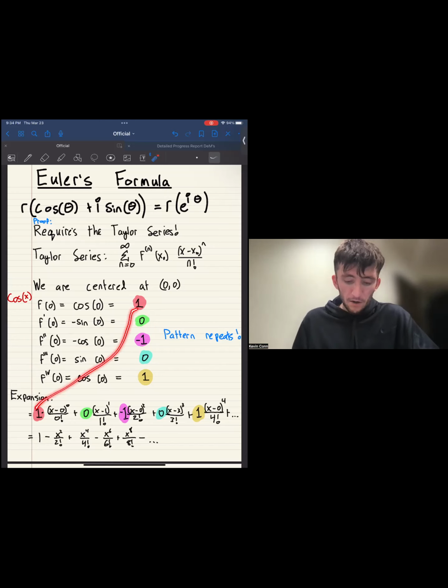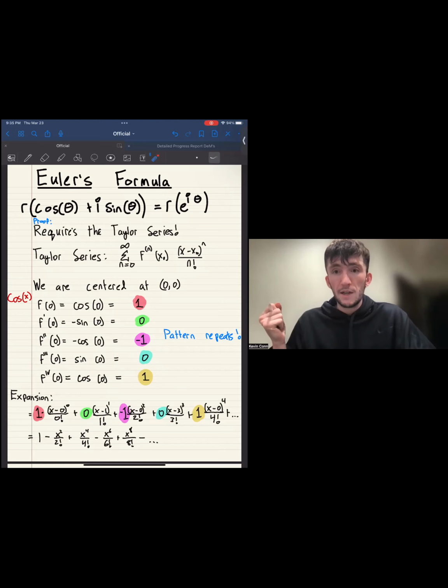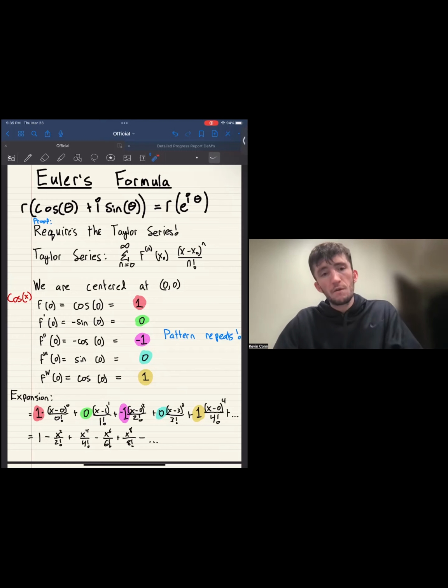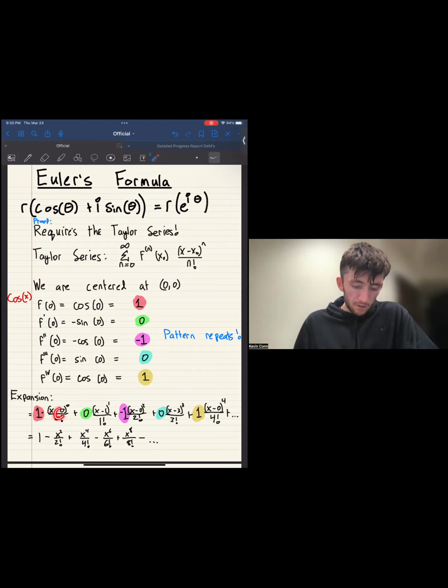Here we go, color coded. This goes here, here, here, here. As you see, we have some zero terms. So these zeros are going to wipe out that whole term. The first term is 1 times (x minus 0) to the 0 over 0 factorial. This will just become a nothing. x to the 0 is 1, 0 factorial is 1. So this is 1 times 1 over 1, which is 1.